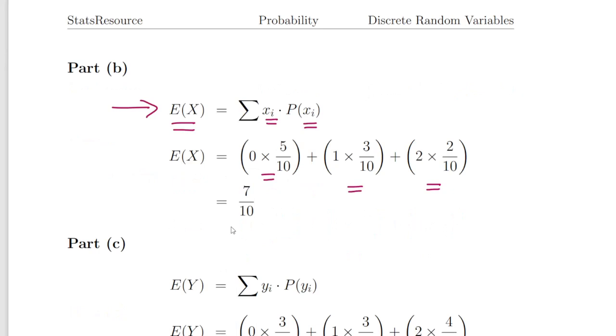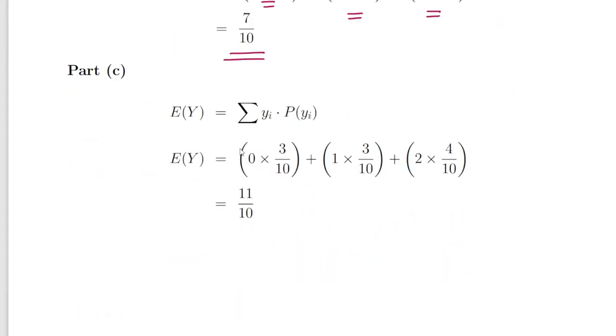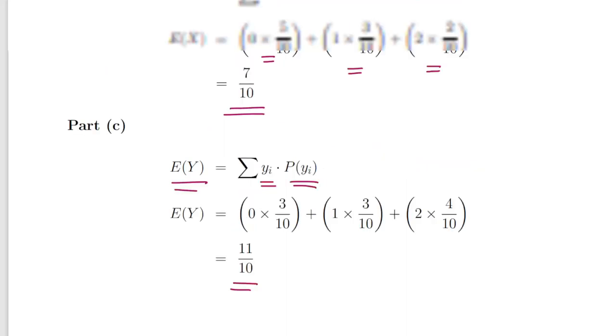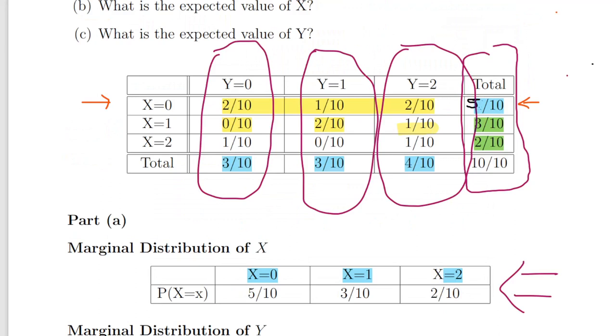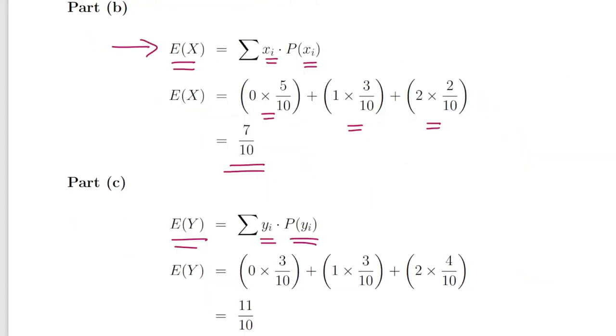Likewise we do the same for y. The expected value of y is the sum of all the y values times the probability of those y values. 0 times 3 over 10 plus 1 times 3 over 10 plus 2 times 4 over 10 works out to be 11 over 10. So the expected value of y is 1.1, which is to say 11 over 10. So I think that is it. We'll leave it there.